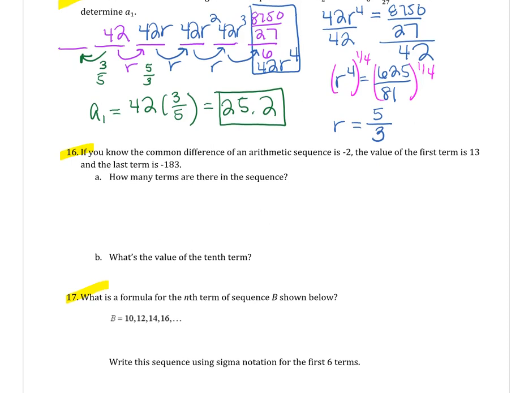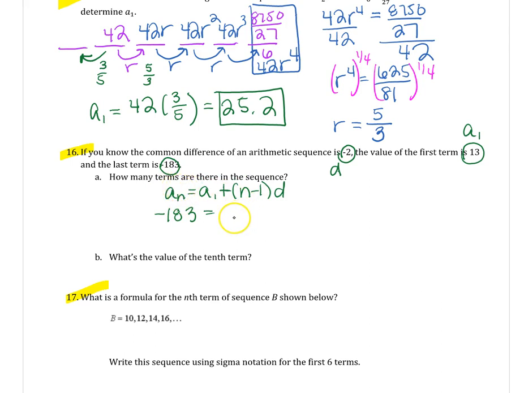Okay, let's say you know the common difference of an arithmetic sequence is -2, and the first term is 13, and the last term is -183. How many terms are in the sequence? I'm going to use my explicit formula to help me here. I'm going to call a sub n -183. I want to figure out at what point, so what n value, what slot in the sequence, I'm going to get that particular term.